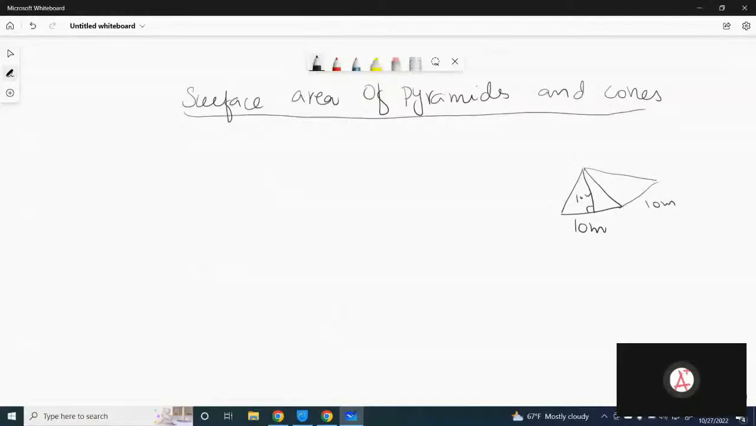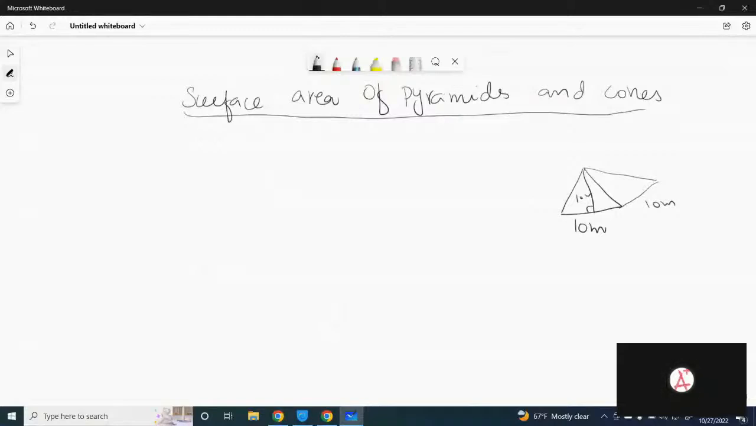We can find the area of each face. So how many faces does it have? It has four faces, four triangular faces. The one and the opposite side of this one, the one and the opposite side of this one, and the one that is base. Base is the square. So you have to find the area of all the faces, and then you can add them to find the area of the surface.